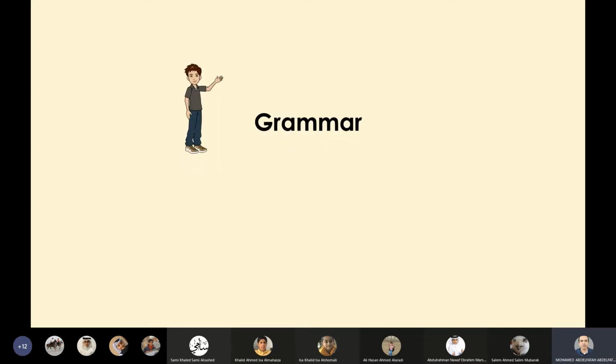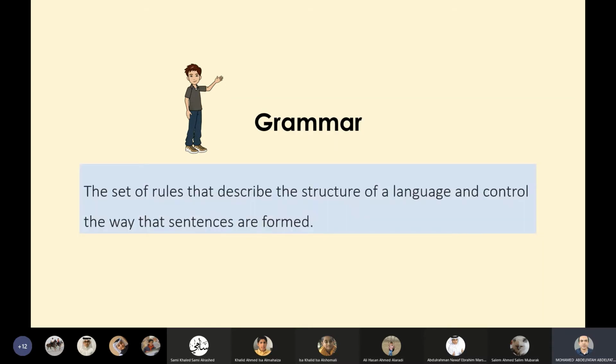Teacher, what is the meaning of grammar? So let's have a quick review and know about grammar. Grammar is the set of rules that describe the structure of a language and control the way that sentences are formed. When you come to form a sentence, you have to make your sentence grammatically correct. So you have to learn about the grammar to make your writing correct. And now, students, let's get started.